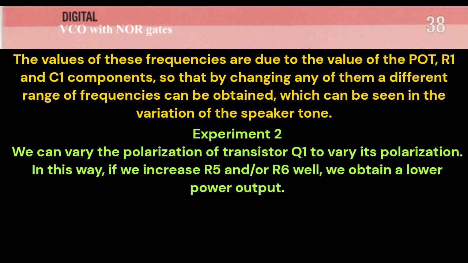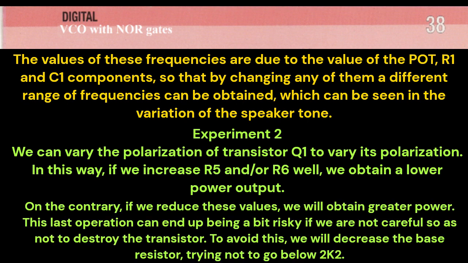Experiment 2. We can vary the polarization of transistor Q1. In this way, if we increase R5 and/or R6, we obtain a lower power output. On the contrary, if we reduce these values, we will obtain greater power. This last operation can end up being a bit risky if we are not careful, so as not to destroy the transistor. To avoid this, we will decrease the base resistor, trying not to go below 2K2.